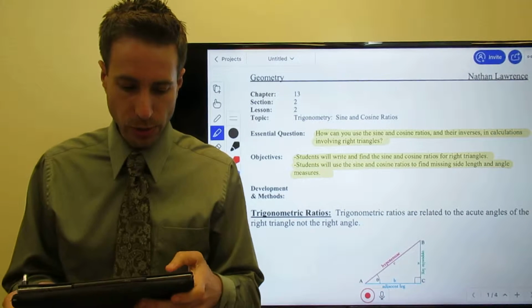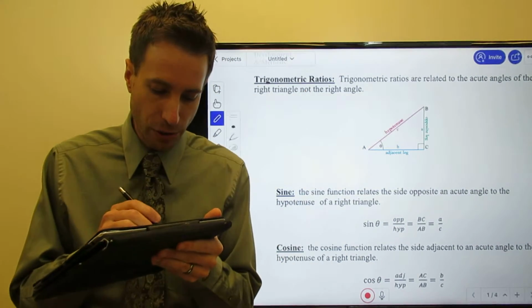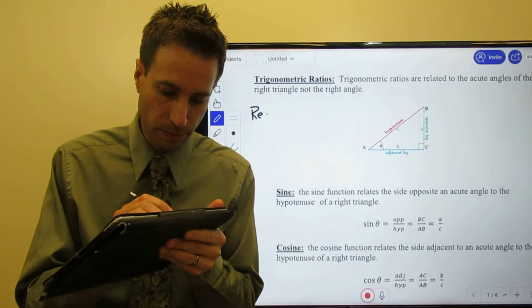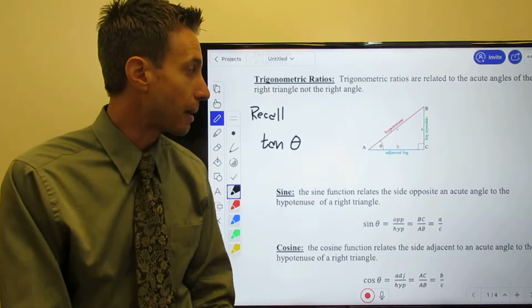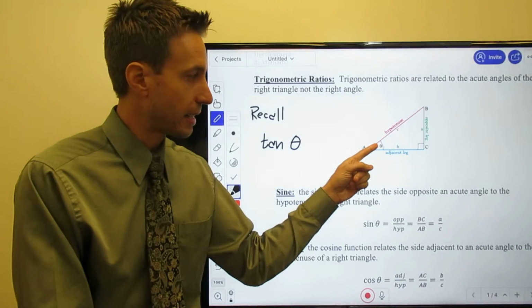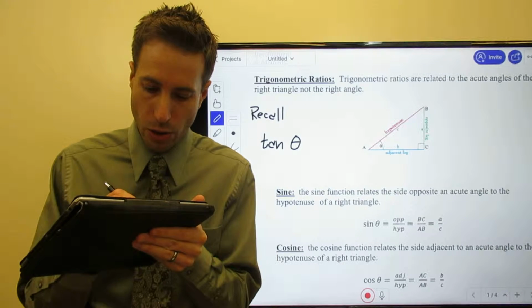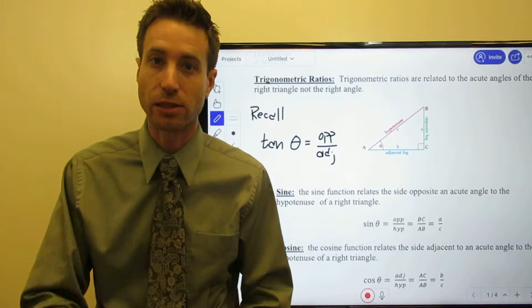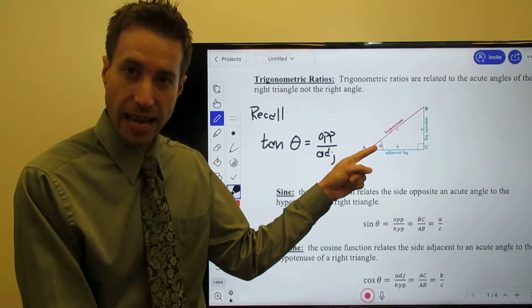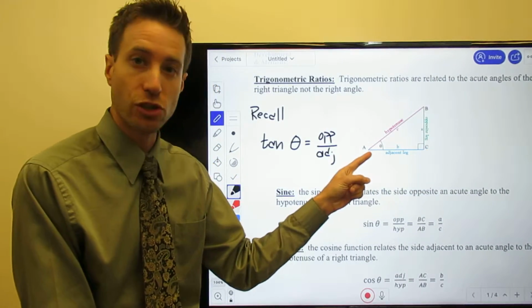So here we go. Just like we saw in the last set of notes, we've got our little triangle right here where we're going to take a look at the trigonometric ratios. First, recall from the last set of notes, we already looked at tangent theta. I'm looking at this acute angle right here. How do I know? Because that's angle theta. So tangent of theta, we said the ratio was the opposite over the adjacent. So the measure of this angle determines the ratio of the opposite side over the adjacent side.